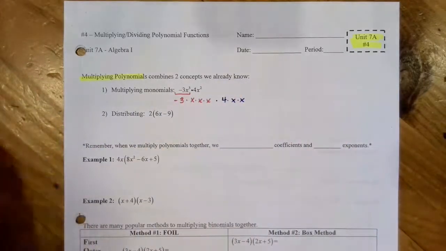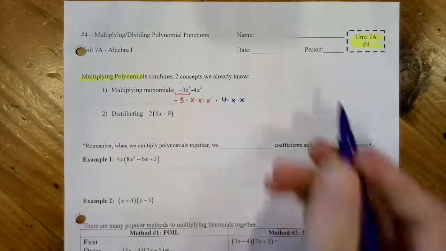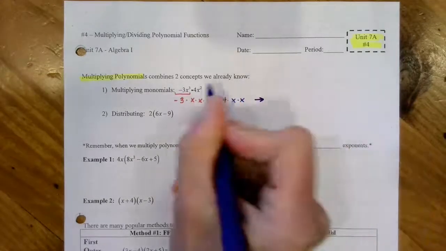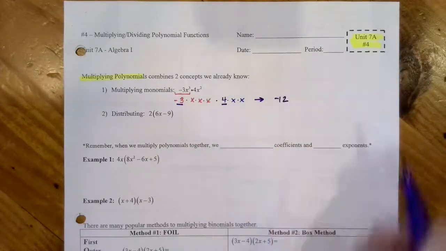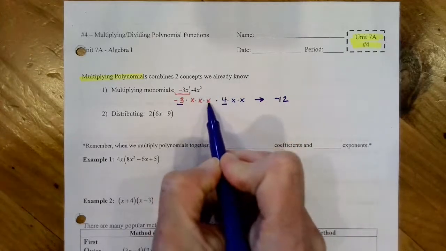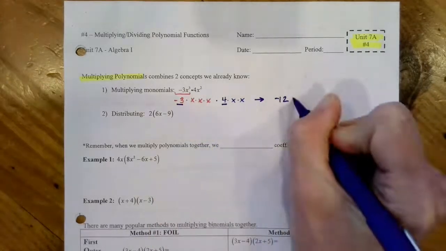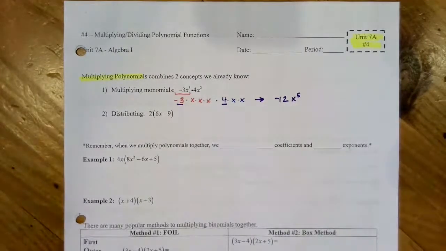Now, you're not going to do this every time that you go to multiply, but it's important to take a look at and see how your negative 3 and your positive 4 are going to give you a coefficient of negative 12, and your 1, 2, 3, 4, 5 x's are going to be expressed as x to the 5th.